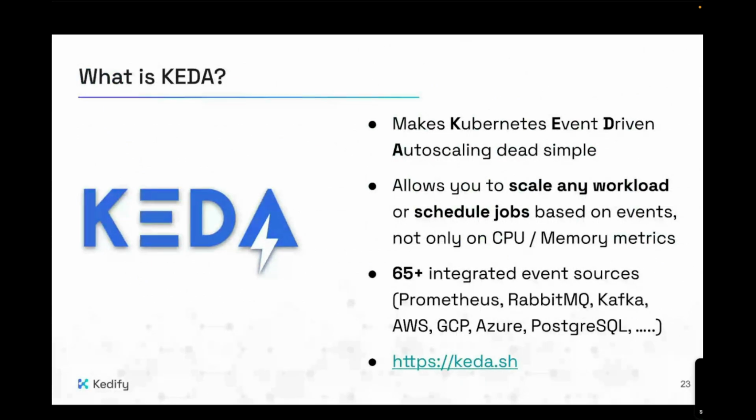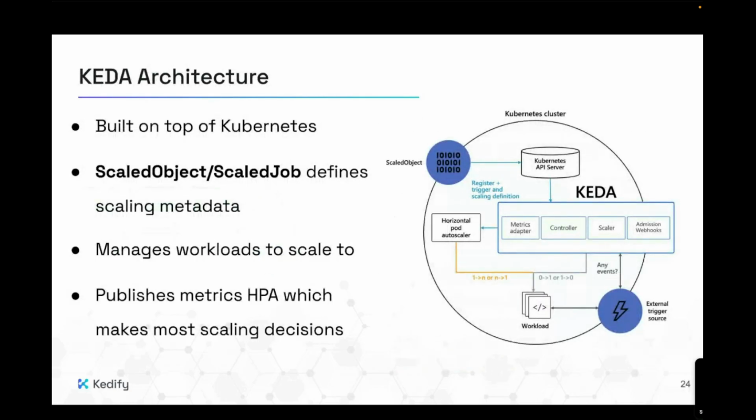So with KEDA, we tried to make Kubernetes event-driven autoscaling as simple as possible. This was the initial idea behind it. We evolved into a more mature state. We can scale any workload on Kubernetes based on different metrics, and we can also schedule Kubernetes jobs. There are 65, I believe now it's like 75, different event sources. The event source is the trigger for our metrics. So in the previous example, it was Kafka, for example. There are plenty of sources you can use. I'll cover this just briefly because we don't have much time.